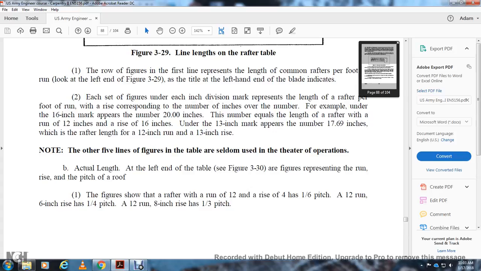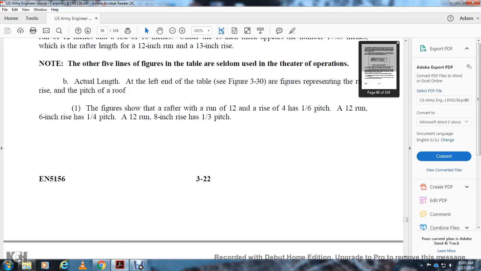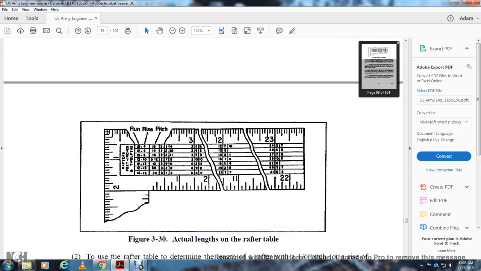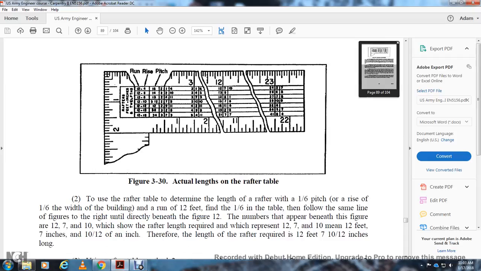The actual length is at the end of the table, figure 330, with figures to represent the run, the rise, and the pitch of the roof. The figures show the rafter with a run of 12 inches and a rise of 4 inches is 1/6 pitch. A 12 inch run with a 16 inch rise is equal to 1/4 pitch, and a 12 inch run with an 8 inch rise is 1/3 pitch. Figure 330 shows the pitch on the square rafter table.